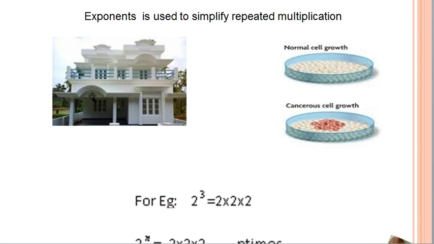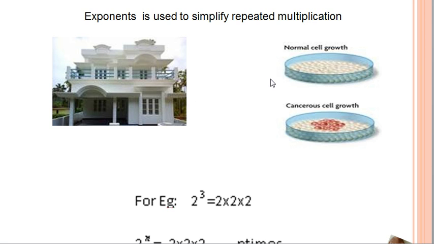Now, what do we see here? We see that there is a house. In the architectural field, we use the terms square feet and square meter. These are the actual usage of exponents. When I say that my room measures 10 feet by 10 feet, it actually means I'm multiplying 10 feet 2 times. It's 10 feet to the power of 2. So in the field of architecture, the usage of exponents is very high.